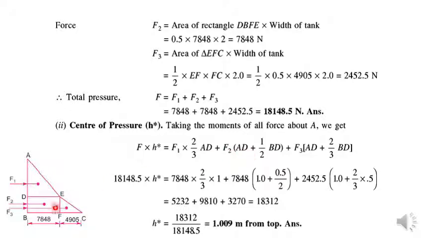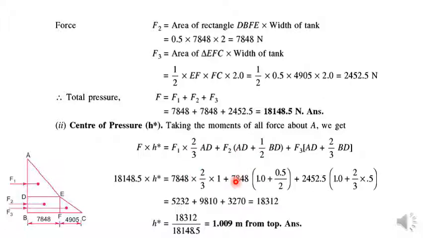On the other side, for the second, rectangular part, it will be half of the dimension BD. So for F2 it will be half of the dimension BD plus this AD. For the third area it will be 2/3 of EF, and you are adding the extra AD to it. So AD plus 2/3 of EF or BD, it will be the same. And you are getting the moment arms for the individual forces for this pressure diagram.